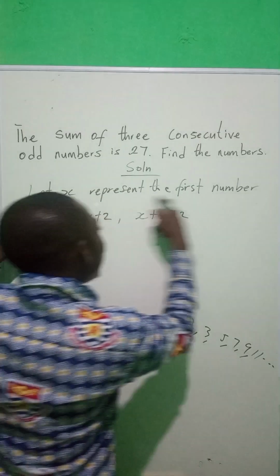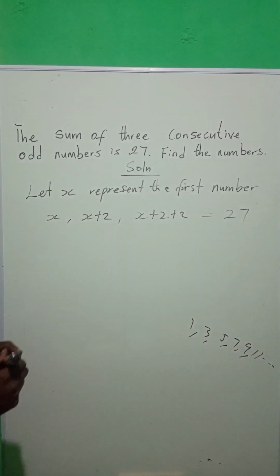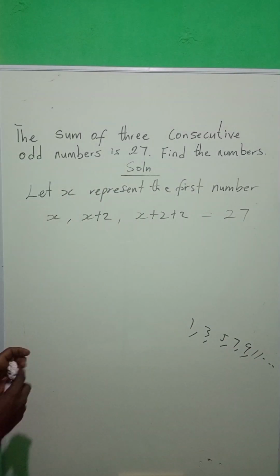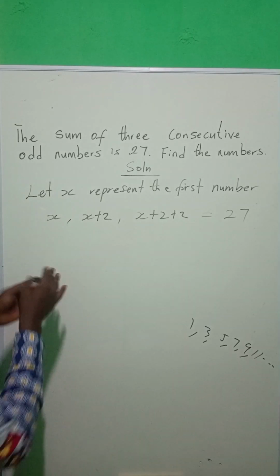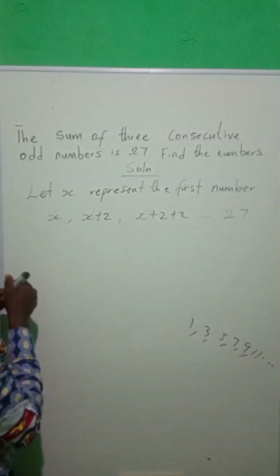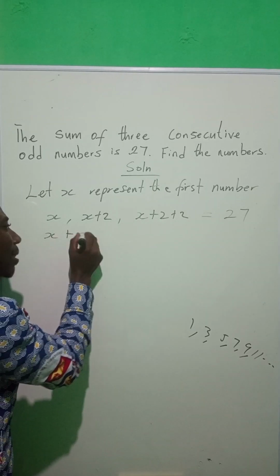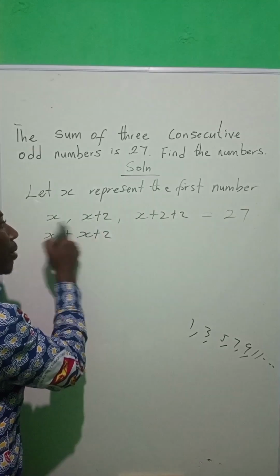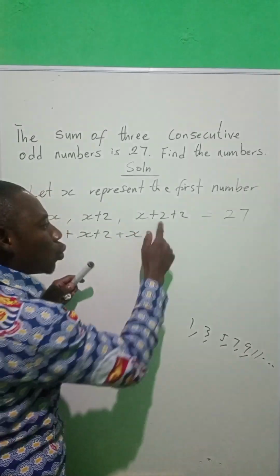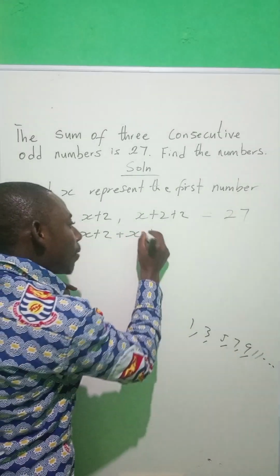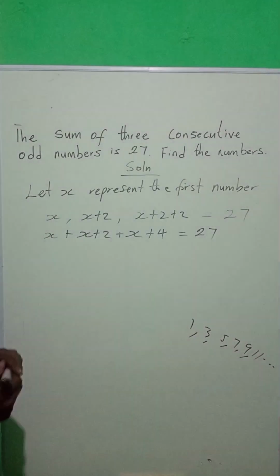And from everything here, we should get 27. Now it says the summation of the three odd numbers, so we are going to add these numbers, including the variable. So you have x plus 2, we added this to that, plus x plus 2 plus 2. We can add 2 plus 2, which gets us 4. This should be equal to 27.